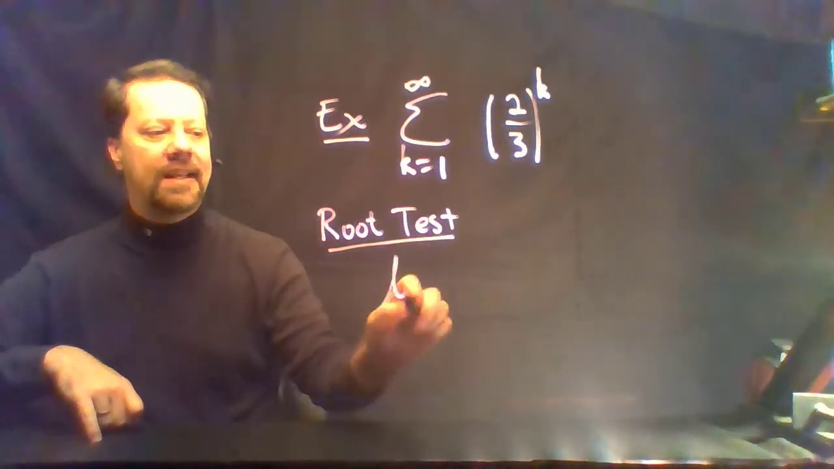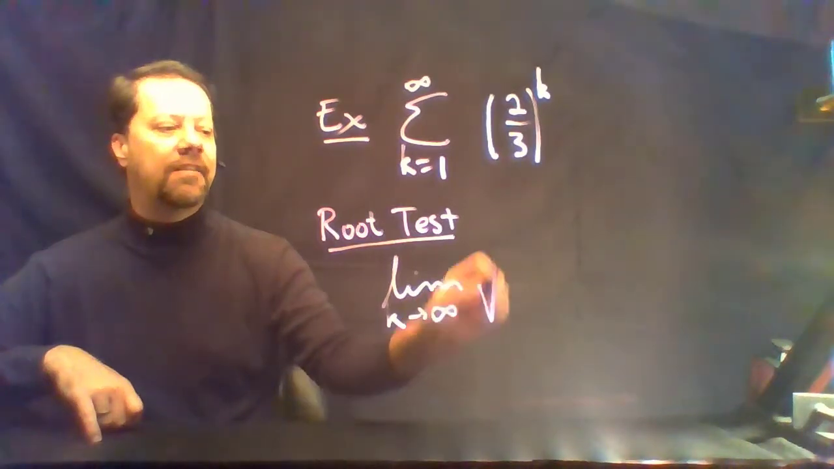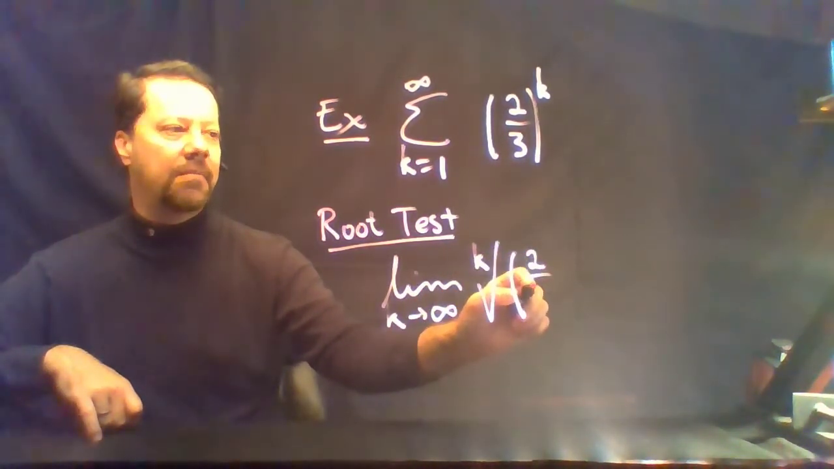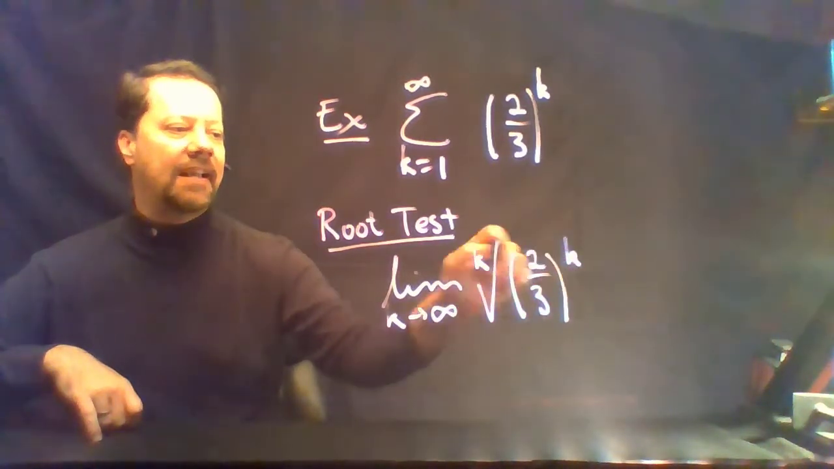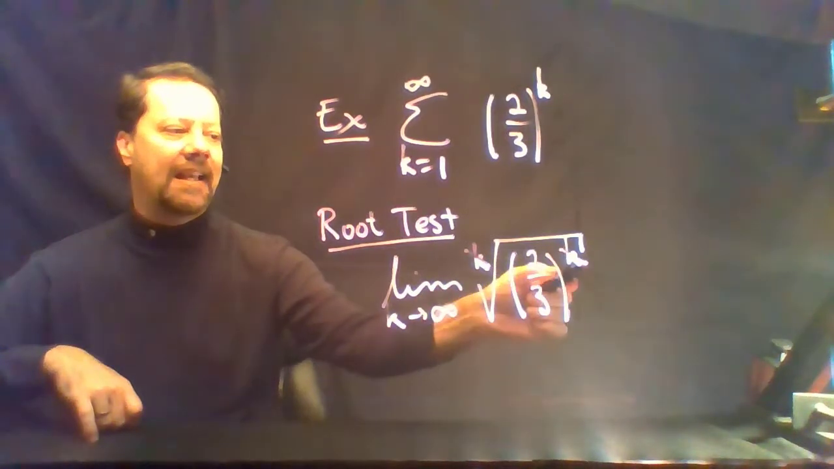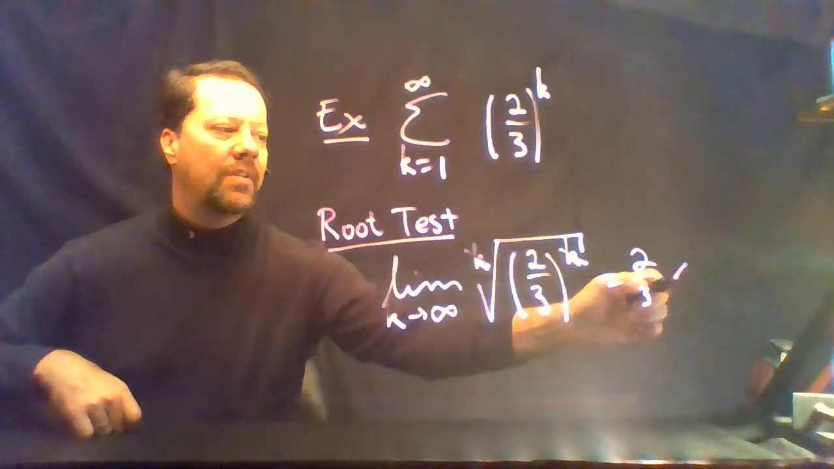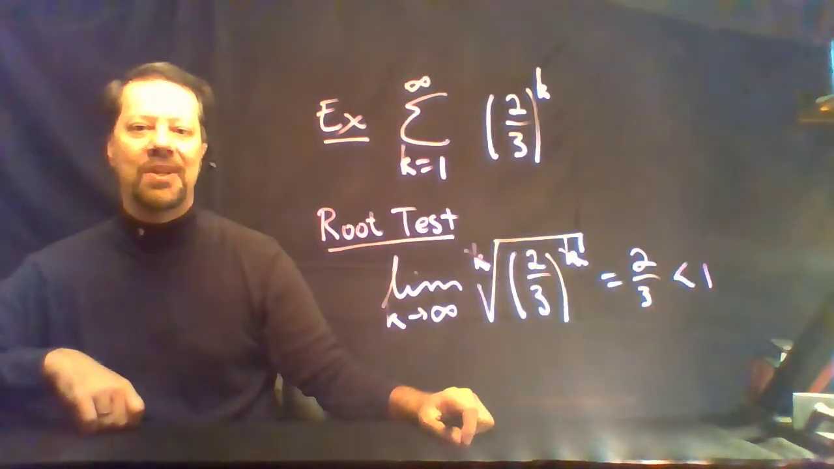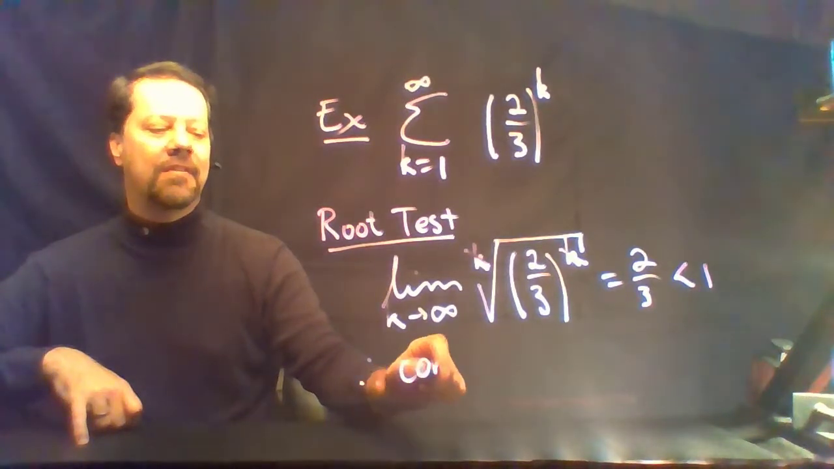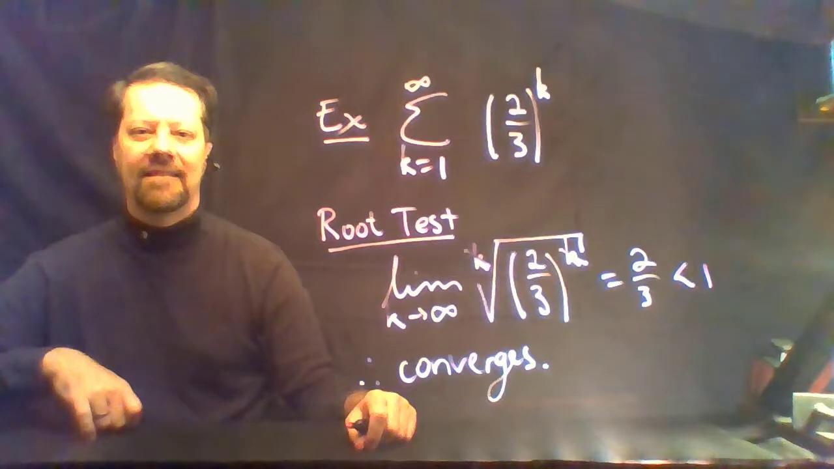The root test says, take a look at the limit as k goes to infinity of the kth root of the kth term, (2/3)^k. The kth root exactly cancels the power k, and we get 2/3, which is equal to the common ratio, and that's less than 1, and therefore this converges.